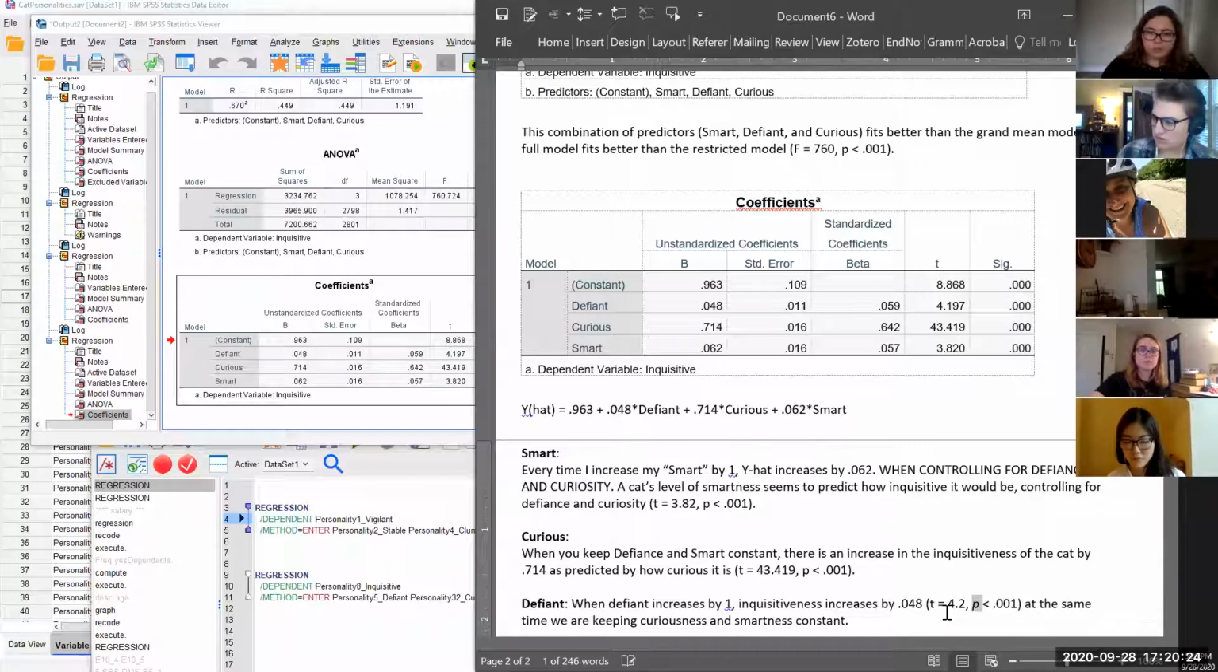Okay, and all of these should be italicized, but I do a terrible job of it because Carmen doesn't let you, and so I got out of the habit. So these P values and T values should be italicized.